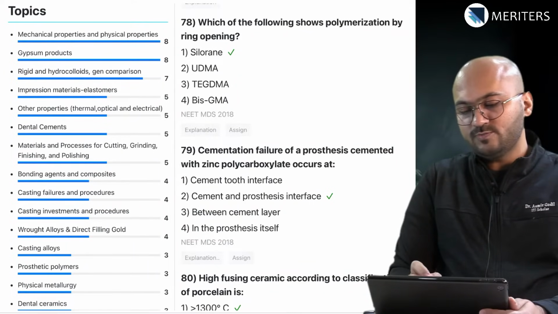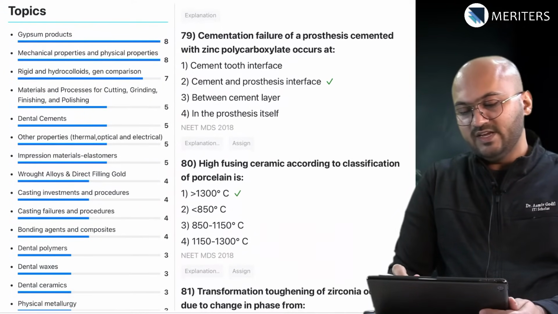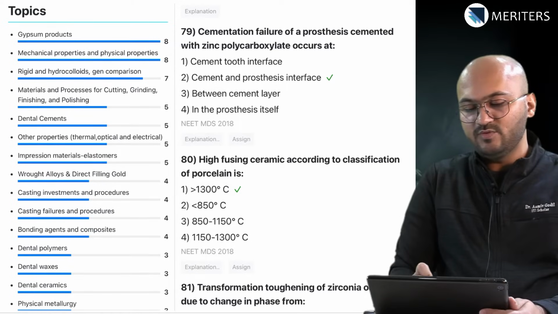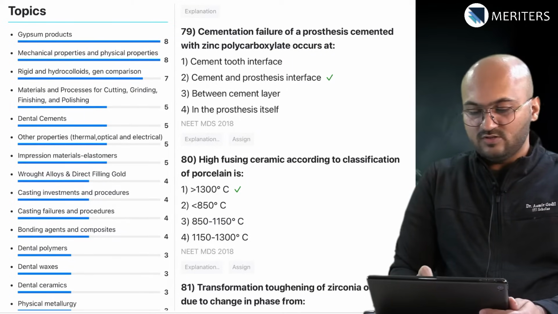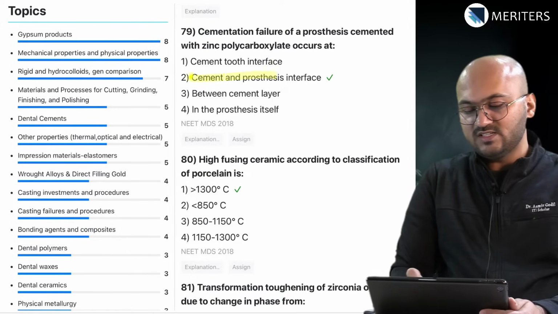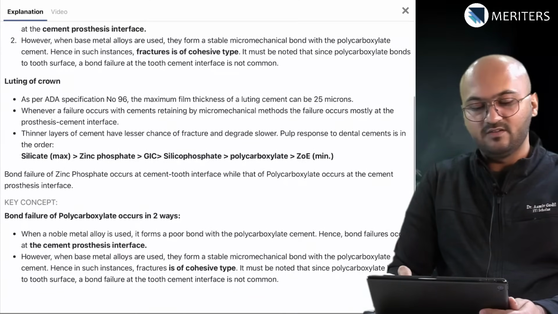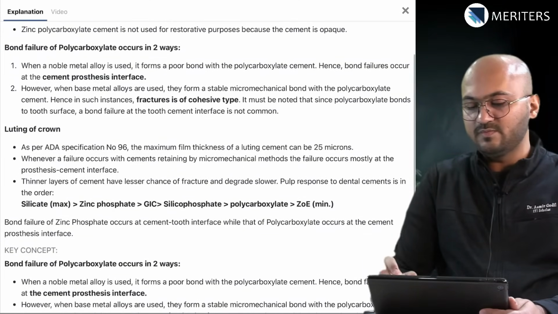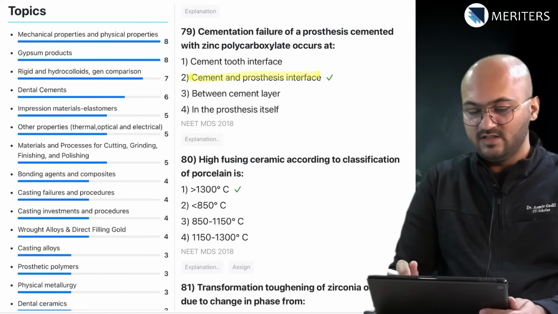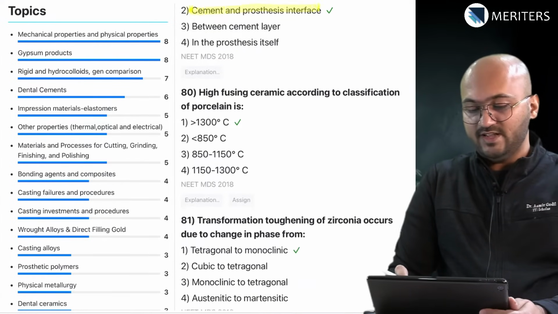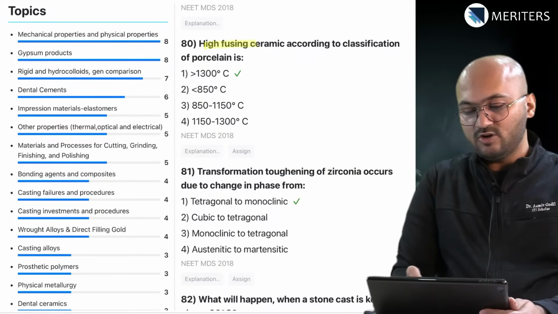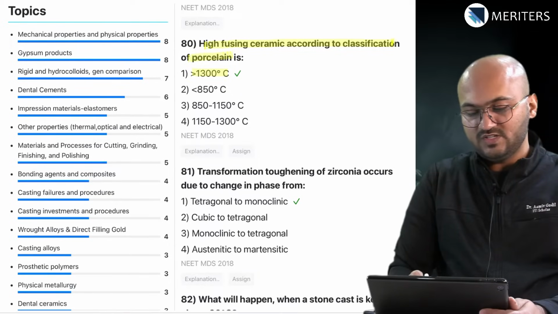Which of the following shows polymerization by ring opening? Silorane. Cementation failure of a prosthesis cemented with zinc polycarboxylate. So that occurs at the cement and prosthesis interface. This is the explanation to understand why there are prosthetic failures with cementation of zinc polycarboxylate, and the video explanation is attached. High fusing ceramic according to classification of porcelain, straightforward.